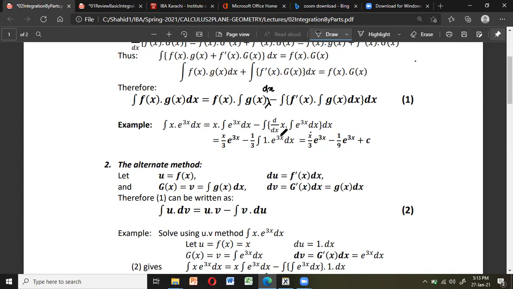The antiderivative of e power 3x is e power 3x upon 3. So this 1 upon 3 becomes 1 upon 9. Now this is a direct and simple application of the formula.